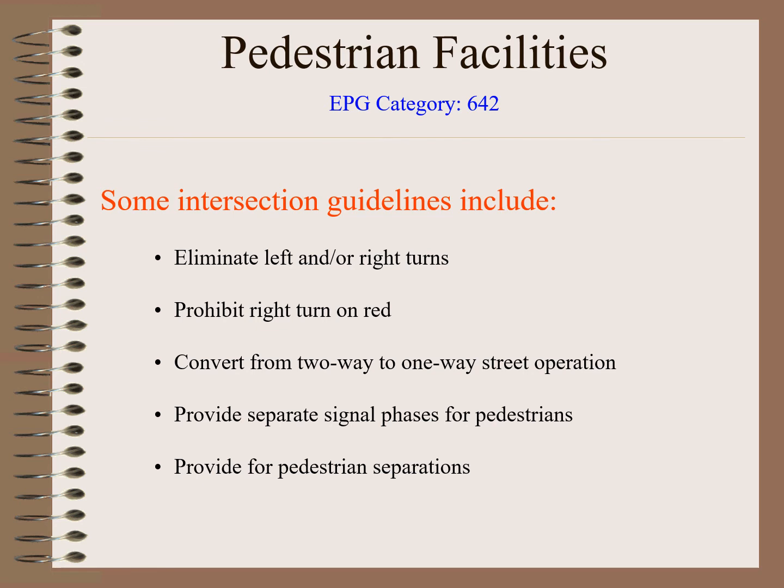Some other intersection guidelines include: eliminate left or right turns, prohibit right turn on red, convert from two-way to one-way streets. You will see that in very urban areas like downtowns, there are many one-way streets, and this is to accommodate pedestrian traffic. Provide separate signal faces for pedestrians. Provide for pedestrian separations. So when you're designing an intersection, you want to make sure that you take into account pedestrian flow.